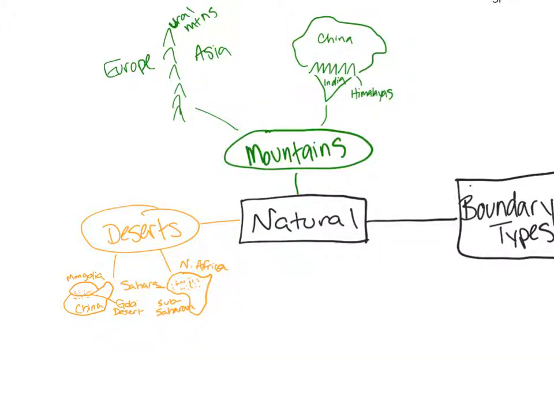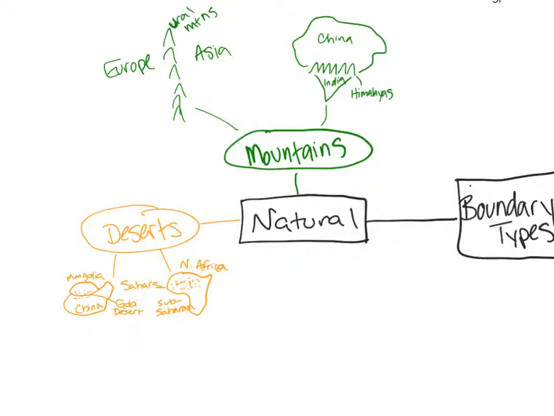Gobi. The Gobi Desert. So that's what's going to divide Mongolia and China, okay? That's a natural border there with that desert, okay? All right, that's it for our desert examples.